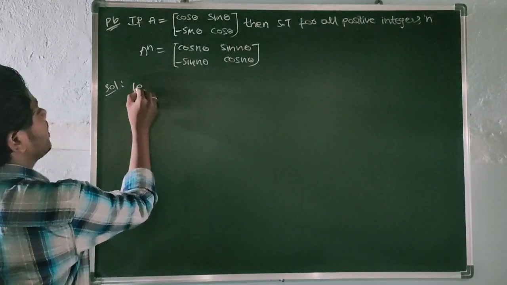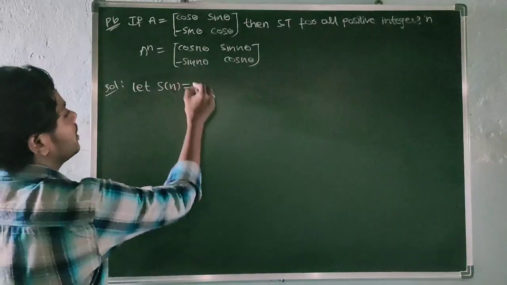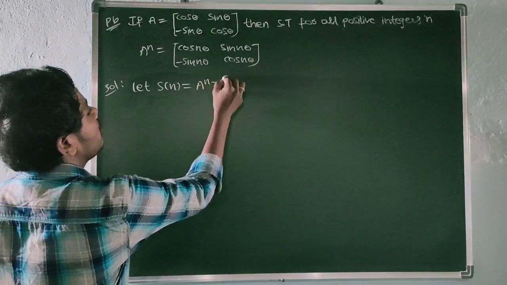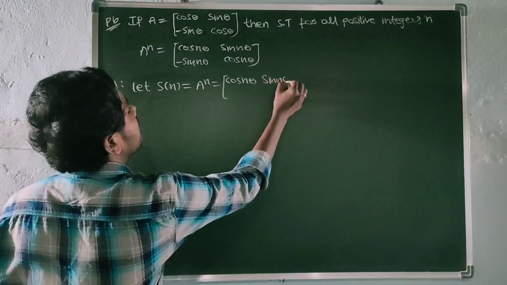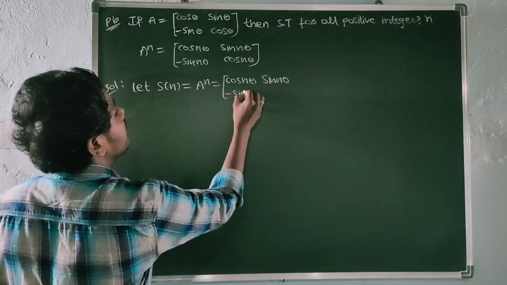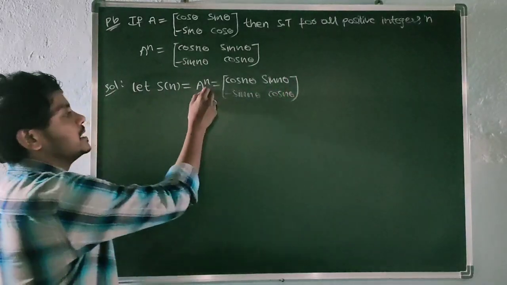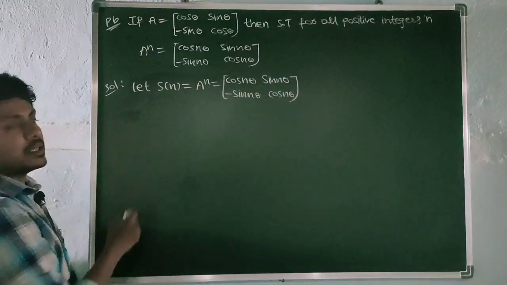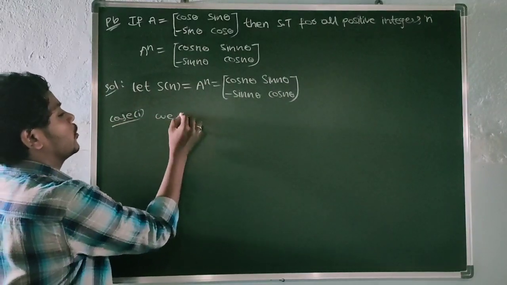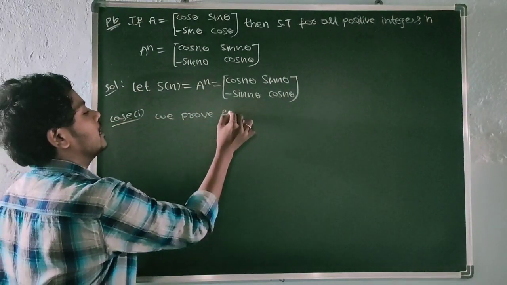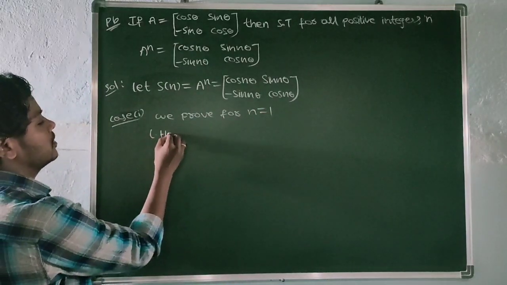So see the solution. Let S of n be the given statement. So what is that? A power n is equal to cos n theta, sin n theta, minus sin n theta, cos n theta. So this is LHS and this is RHS. See here case 1. You prove for n is equal to 1. So take LHS. So what is LHS?